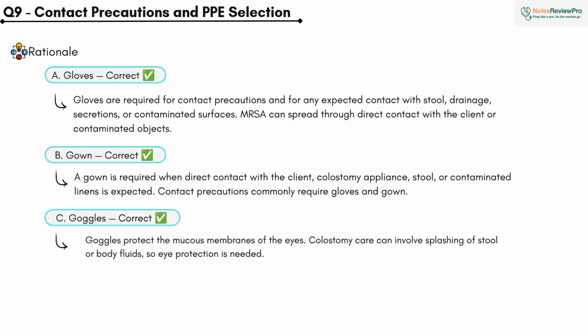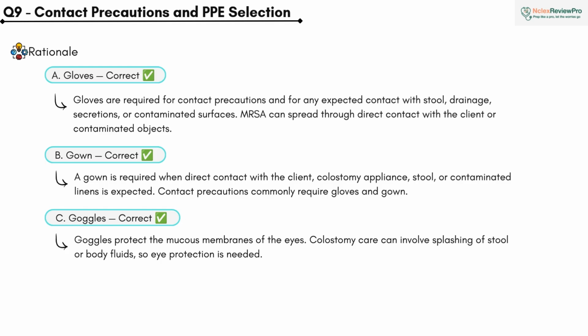Now let's go through the reasoning and logic behind each option. Option A, gloves. This is correct. Gloves are required for contact precautions and for any expected contact with stool, drainage, secretions, or contaminated surfaces. MRSA can spread through direct contact with the client or contaminated objects. Option B, gown. This is correct. A gown is required when direct contact with the client, colostomy appliance, stool, or contaminated linens is expected. Contact precautions commonly require gloves and gown.